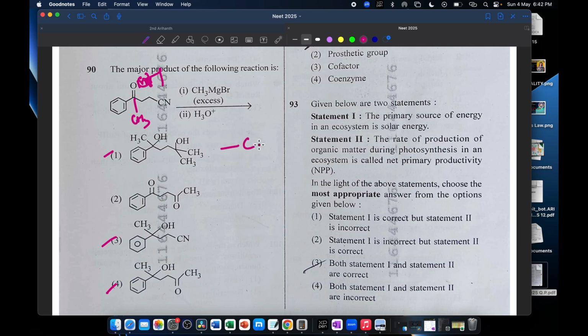Near cyanide it will be the same situation. It will break here, so here one, here one, MgOH will be here, CH3 will be here, a double bond will come here, right? So 2 moles of methyl group is attached to this and alcohol will be formed. Answer is the first option, right?